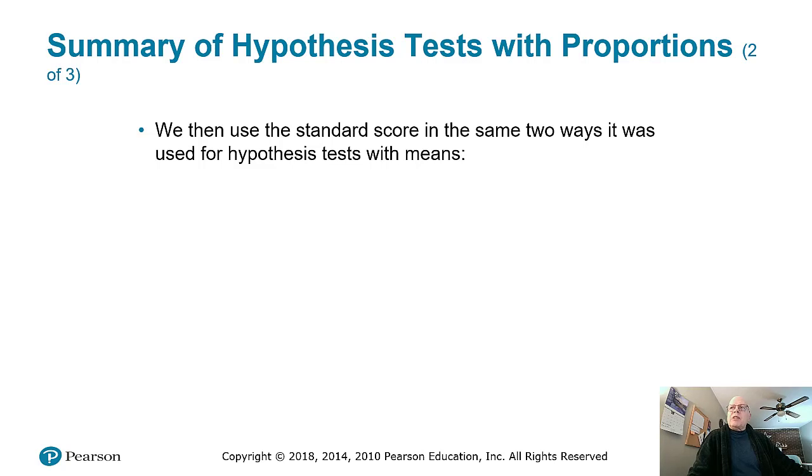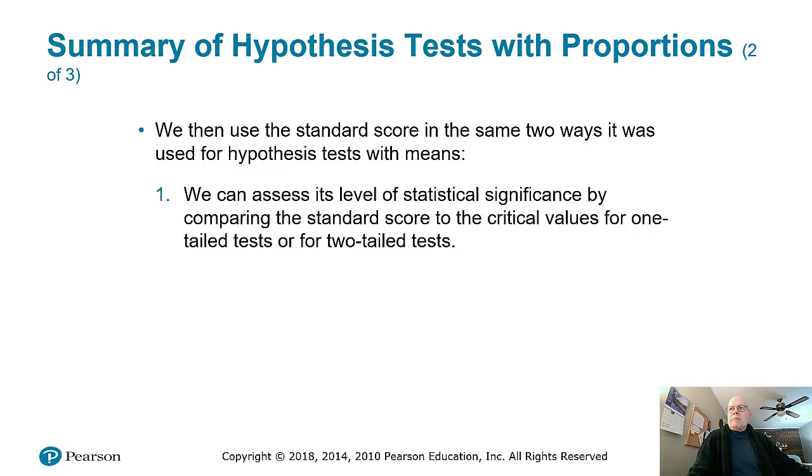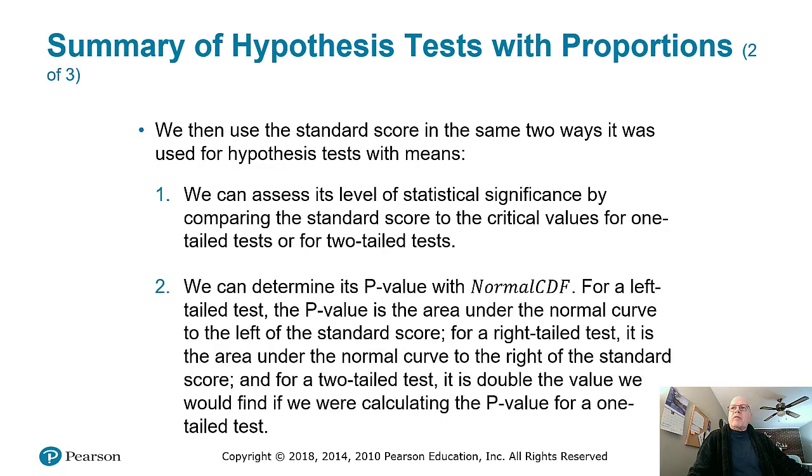Next, we use that standard score the same two ways we used it when we were working with the means. Check the statistical significance by comparing the standard score to the critical values. And we can get the p-value with a normal CDF on the calculator.